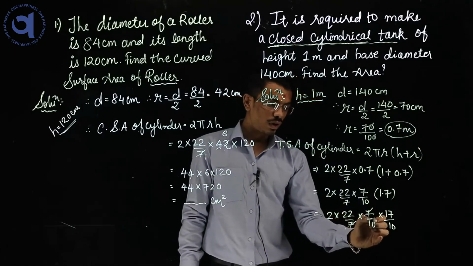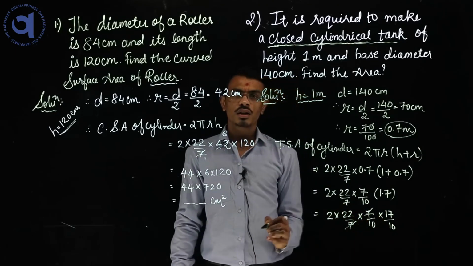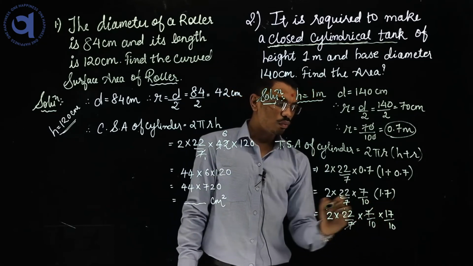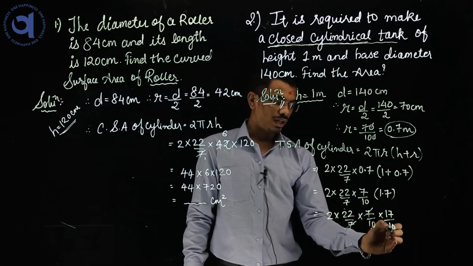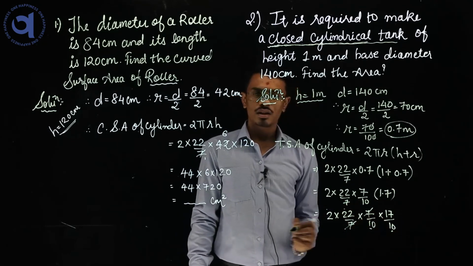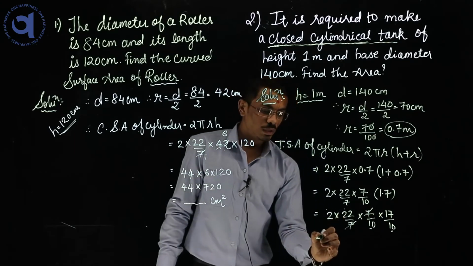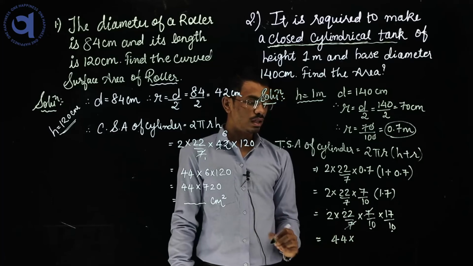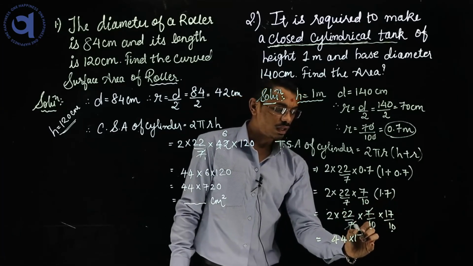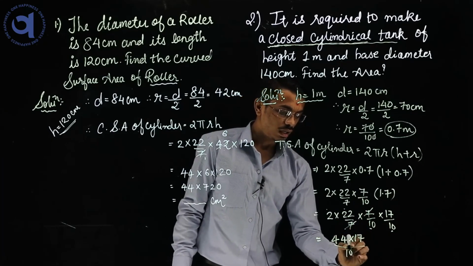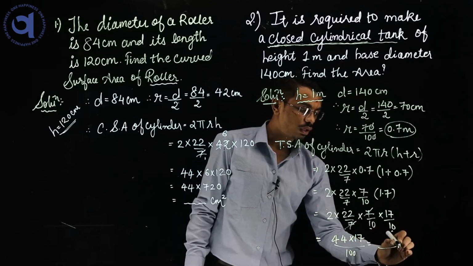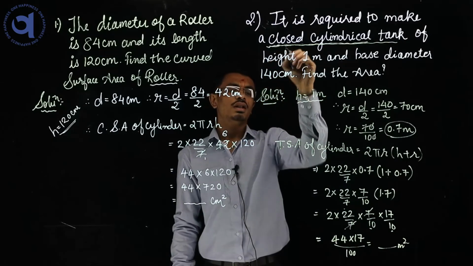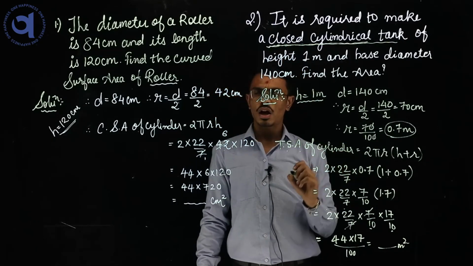Now see here, 2 5s are 10, cutting is possible, but without doing cutting we can directly multiply all the numerators and just put 2 points, because 2 tens are there, so 2 zeros are there, so this will be easy. 2 multiplied by 22 will be 44, multiplied by the remaining part 17, and divided by 100. So this answer will also be in meter square. Clear? What we have found in this question is the total surface area of a cylinder.